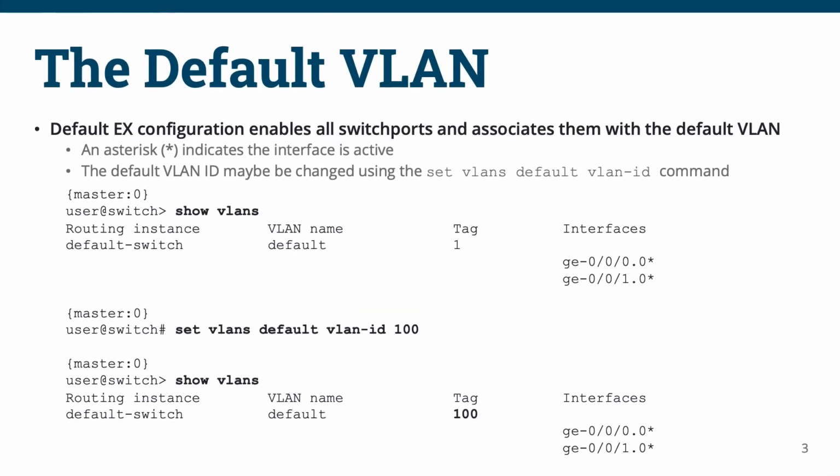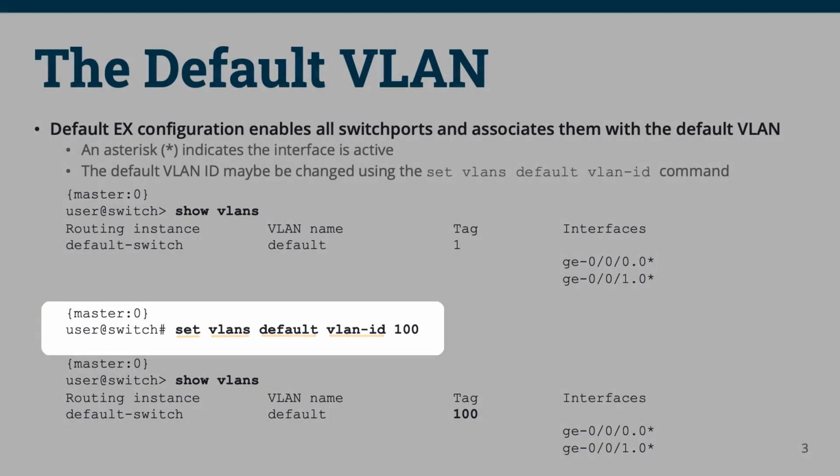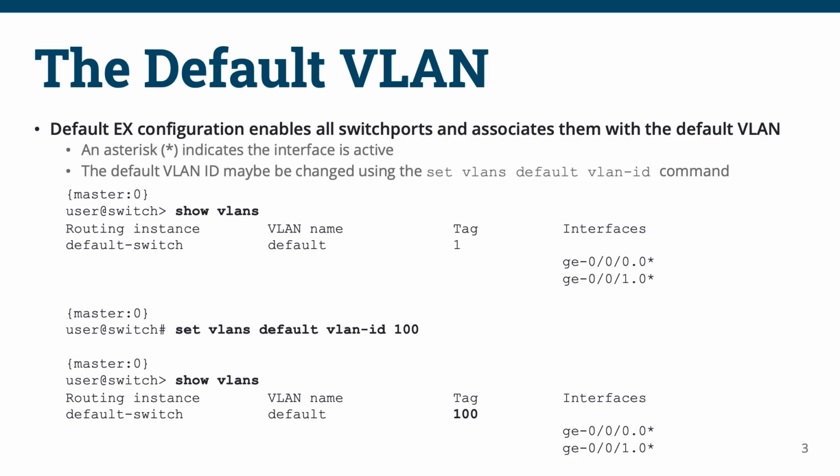As we learned before, the default device configuration on an EX series switch will associate all ports with the default VLAN. Initially, the VLAN ID of the default VLAN is 1. This is a configurable property using the set vlans default vlan-id configuration command shown. VLAN configuration is generally done in the edit vlans configuration hierarchy.